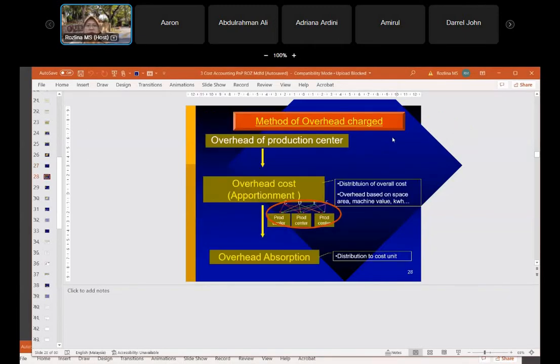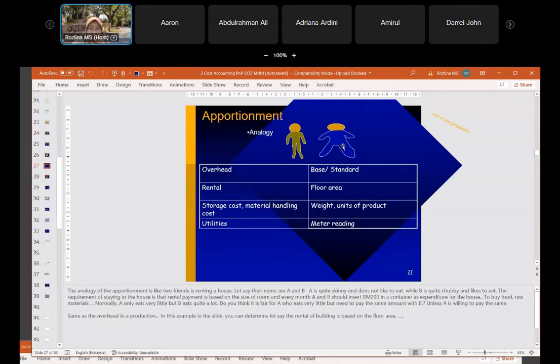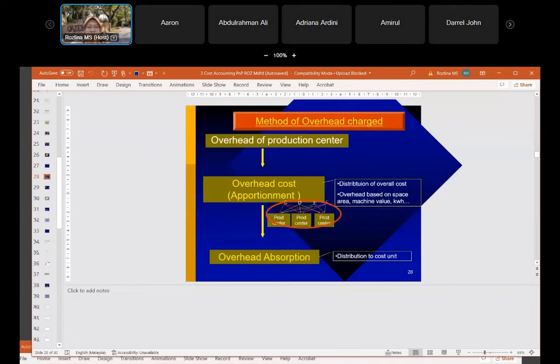Okay, so the method of overhead charge. The overhead of the service center, such as rental, storage cost and utilities, we want them absorbed by the production centers using the apportionment method. That is the distribution of overall cost based on space area, machine value and so on. And then we go to the overhead absorption, distribution to the cost unit.